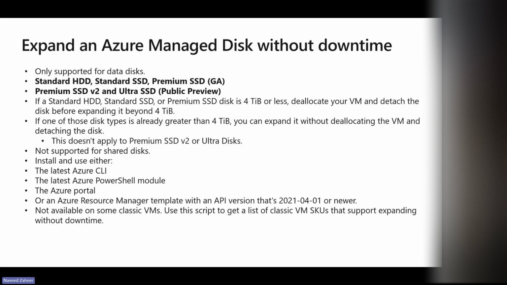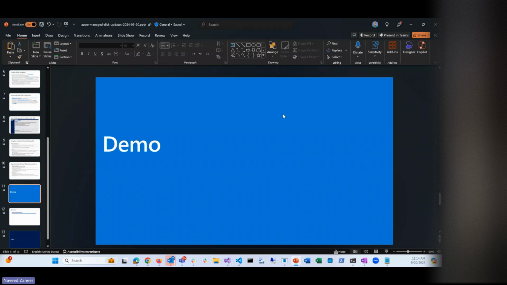Just keep in mind, whatever I have told you applies to Premium SSD, standard SSD, and standard HDD. It does not apply to Premium SSD V2 and Ultra Disk. So I just want to be clear. This limitation for the 4 TB is only for Premium SSD, standard SSD, and standard HDD. Ultra Disks and Premium SSD V2, that restriction does not apply to them. And you can do it from CLI and all the means necessary. So let's take a look at a quick demo.